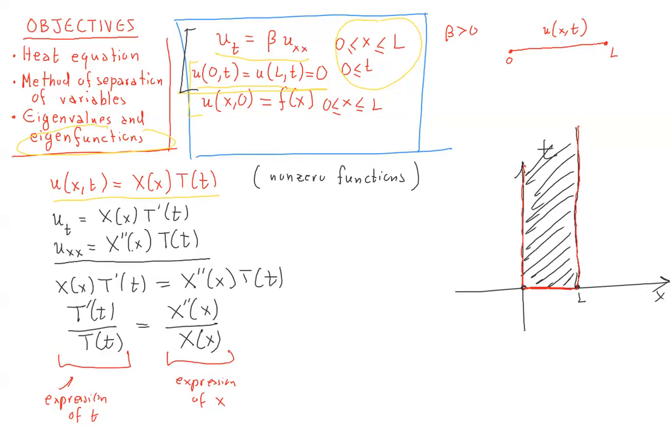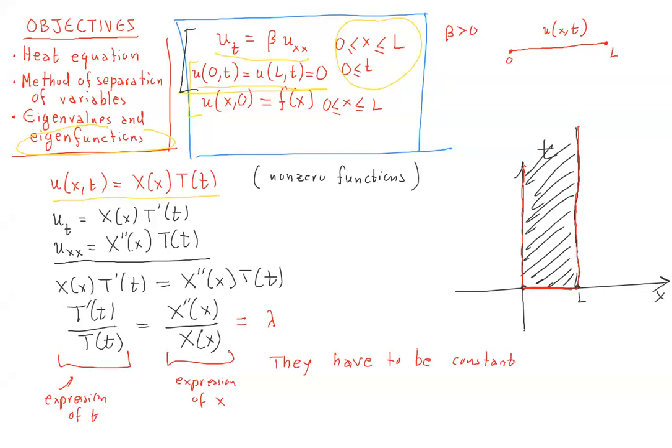So I'm going to now call this common number lambda. I'm going to say they have to be both constant. Because if they were not constant, you could just change the x and the t on the two sides, and they would never be equal to each other. That's pretty much the idea here. So they have to be constant.